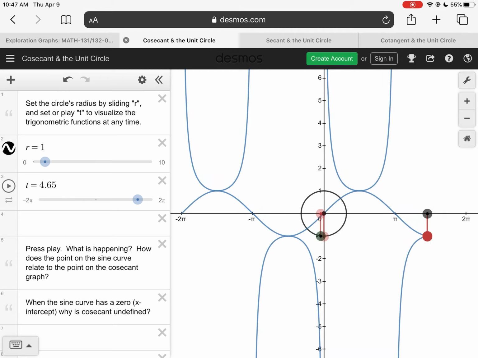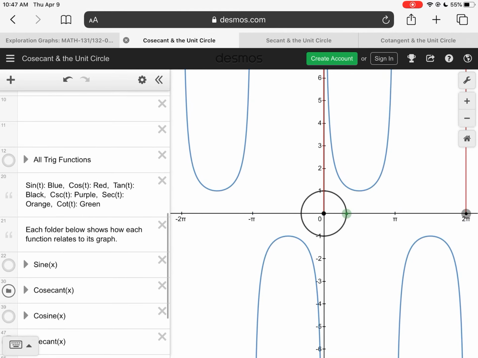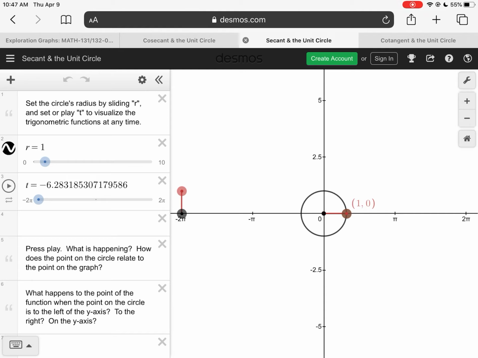Now notice down here, we're getting negative y values, so my reciprocals are also negative. What's the reciprocal of negative 1? It's negative 1, isn't it? So here is the relationship between sine and cosecant. I'm going to turn sine off. This is what the cosecant curve looks like. A little bit like parabolas, only they have vertical asymptotes. They're not parabolas.